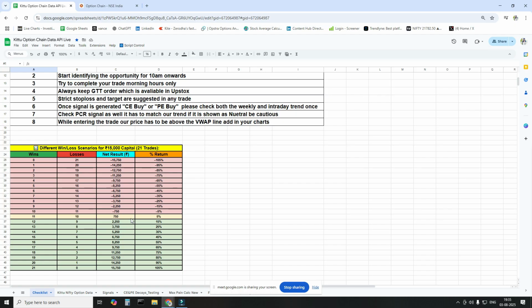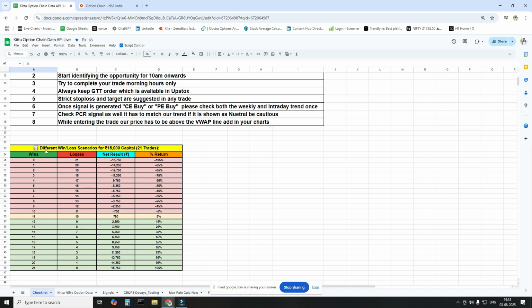Let's see after 30 days, maybe around 21 trades. I will give you the complete picture of all the trades, how much profit or how much loss we have taken in each trade. At the end of the 21 trades, we'll see how things are happening, and I will give you the clarity. But whenever you go for option trading, I suggest you always refer to these win and lose scenarios.